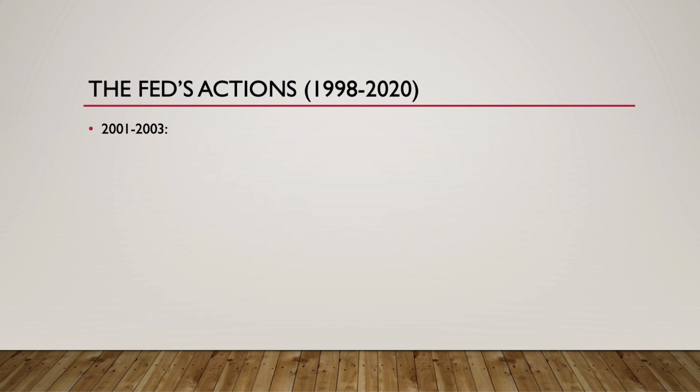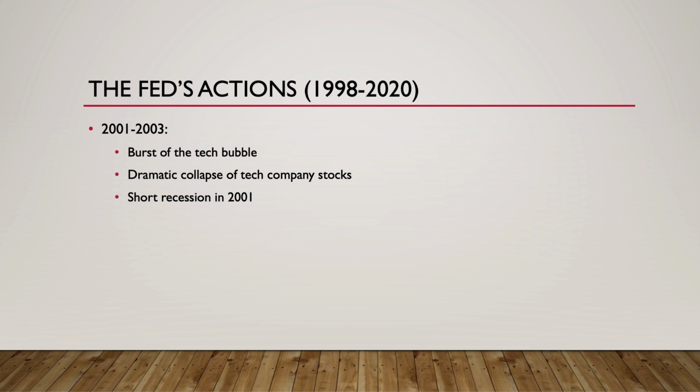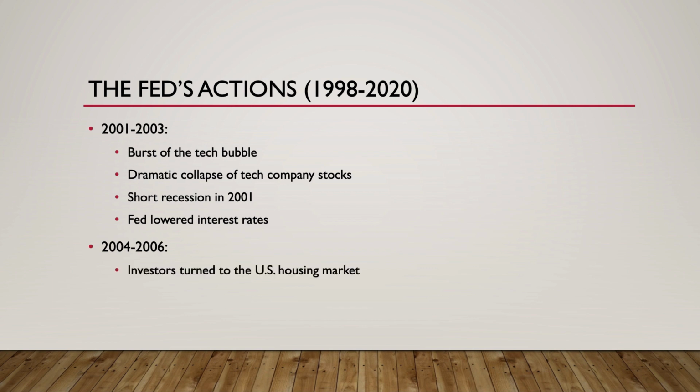The subsequent burst of the tech bubble led to a dramatic collapse of tech company stocks and a short recession in 2001. The Fed responded by lowering interest rates in an effort to stimulate employment. With interest rates low and a glut of worldwide savings, investors turned to the U.S. housing market. The housing bubble led to strong economic growth, and the Fed gradually raised interest rates over a period of 2 years, beginning in 2004.